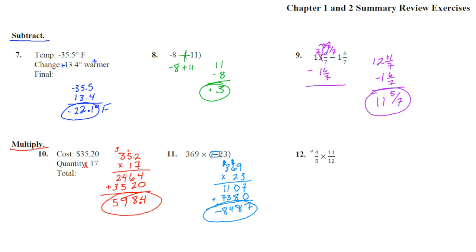Now number 12. Remember, this is multiplication of fractions. We just go straight across and straight across. And so we get 44 over 60. And it looks like there's a 4 in top and bottom. And that is 11 over 15.